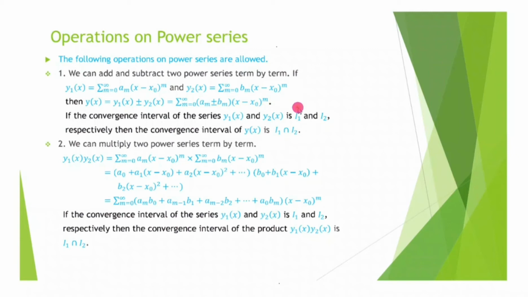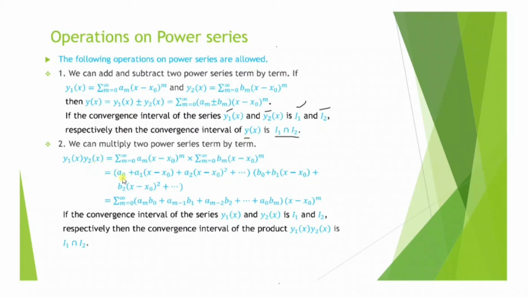I1 is convergence interval of y1. I2 is convergence interval of y2. Then I1 intersection I2 is convergence interval of y. We can also multiply two power series term by term.